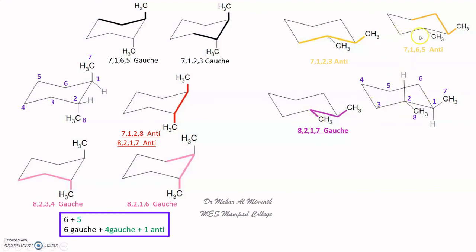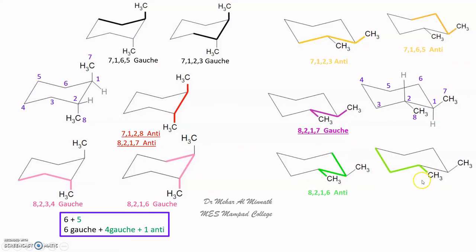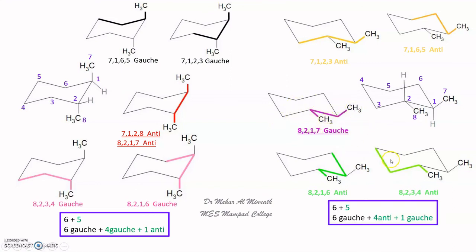So here with respect to carbon 7, you have got 3 butane units, out of which 2 are anti and 1 is gauche. Now with respect to carbon 8, you have 8, 2, 1, 6, which is anti. Then you can have 8, 2, 3, 4, which is anti. And also again 8, 2, 1, 7, which is gauche here. So altogether 5 extra butane units are introduced, out of which 4 are anti and 1 is gauche. And we know that the energy corresponding to anti, we are considering as 0. So this molecule will be having 1 gauche butane unit extra.